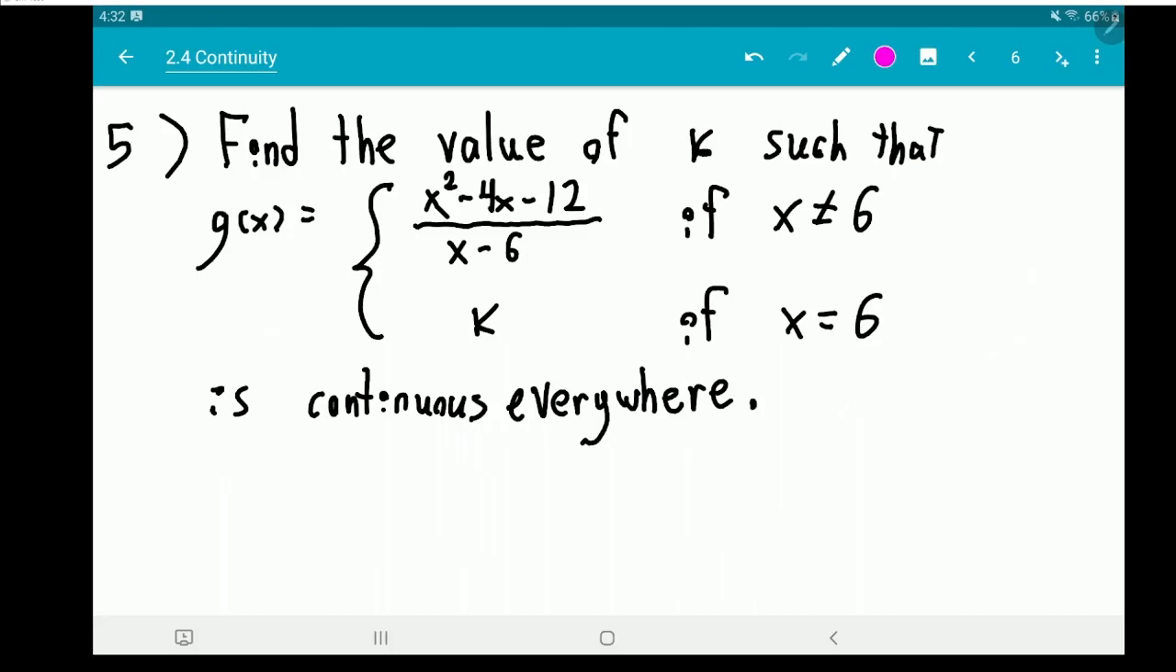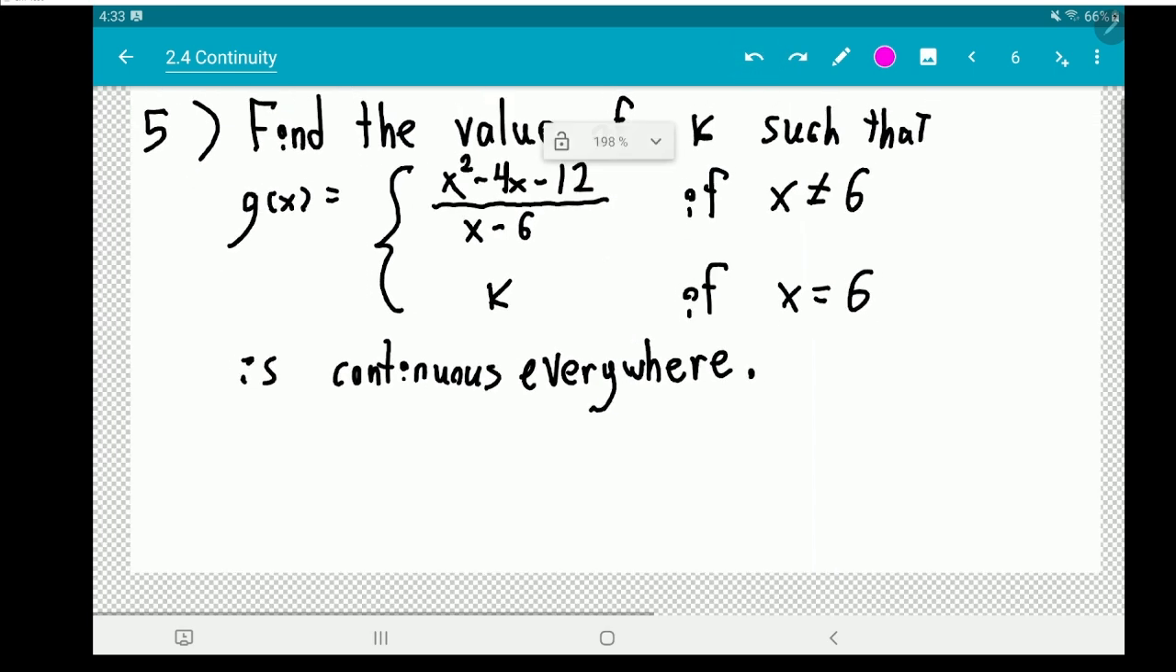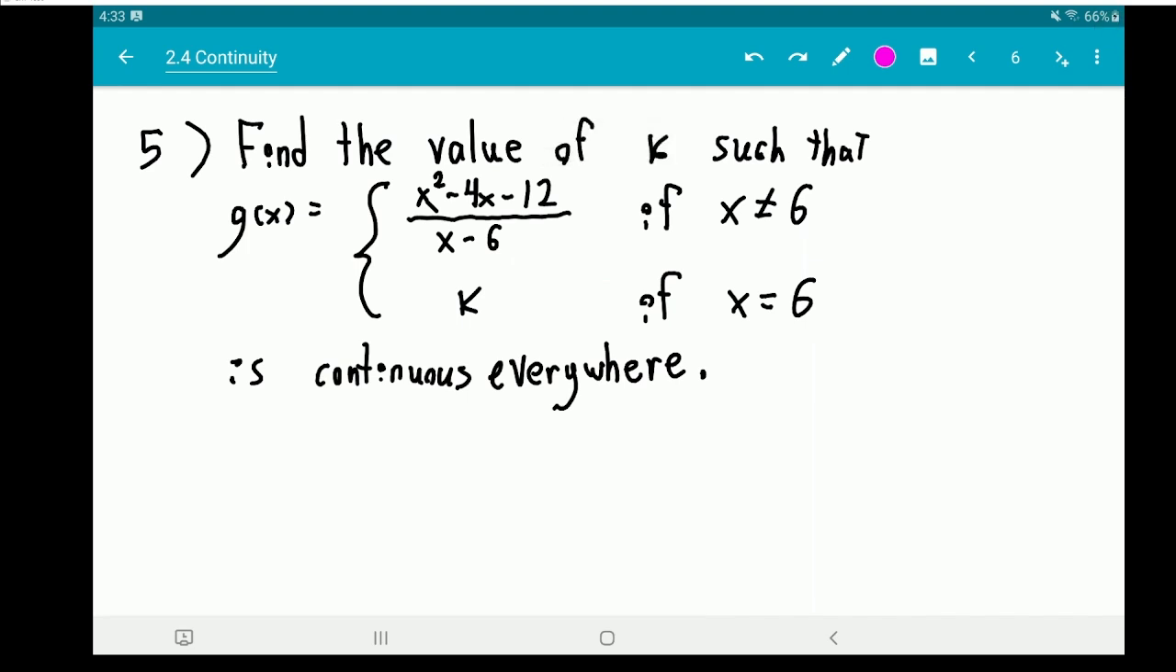One more time, find the value of k such that g of x is equal to this honkin' function. And the thing that I want to point out, the thing that's different here is instead of greater than or less than on both sides, which is the normal thing we see the majority of the time, here we have not equal to and equal to. So in other words, it's this top function the vast majority of the time, and then at one very, very, very specific point, it's this number k here. Everywhere else, though, it's the fraction. So find the value that makes this continuous everywhere.